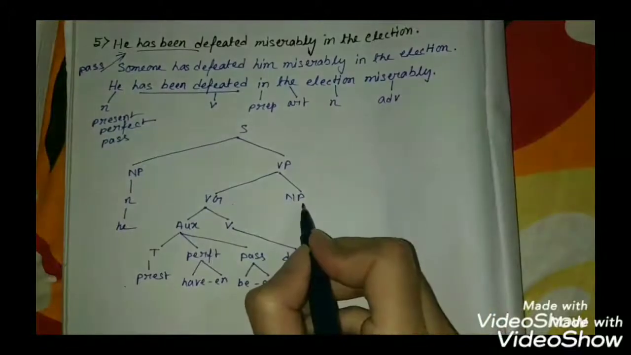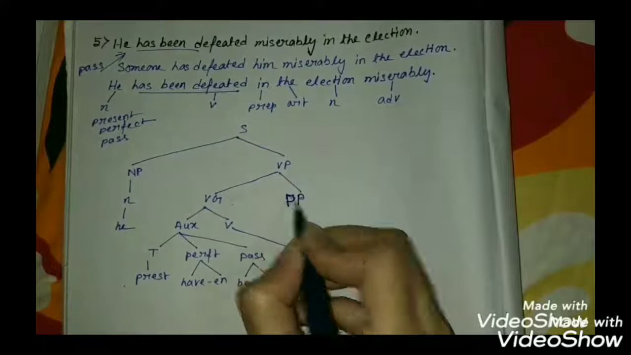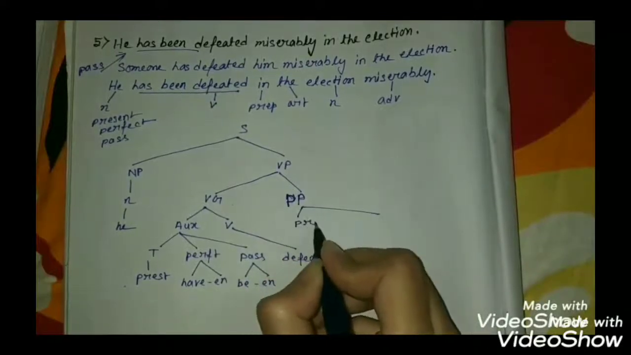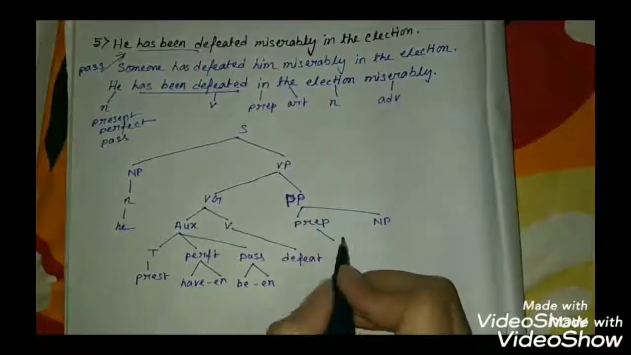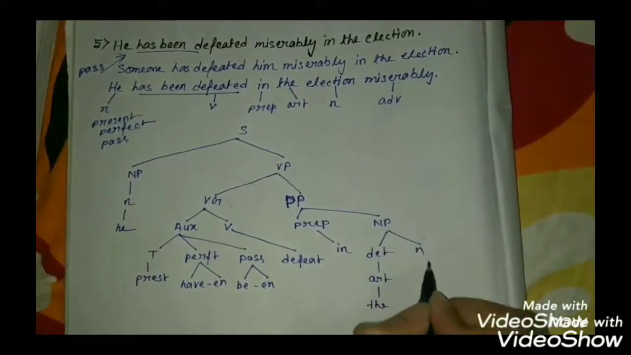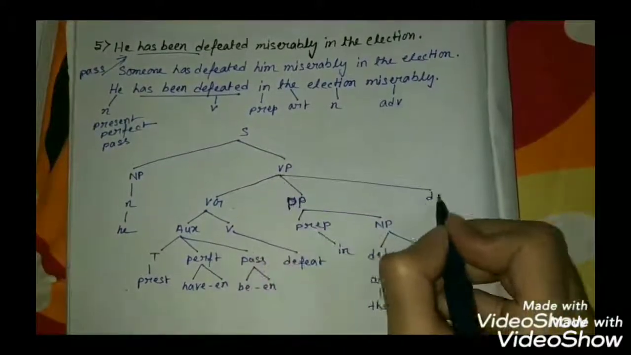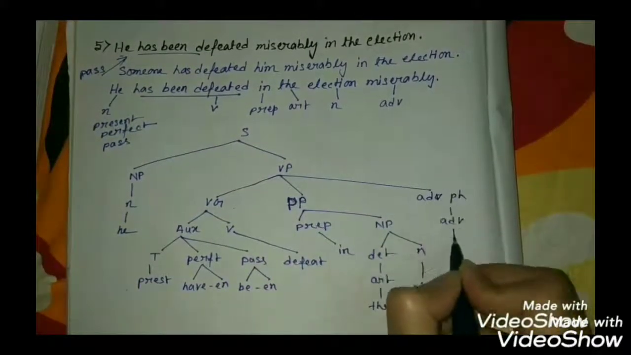Now we can see in is the preposition, so we will not write NP, we will write PP. So from PP, prep, NP. So preposition is in, and NP determiner article, the, N is election, and miserably is adverb. So from VP, adverbial phrase, then adverb miserably.